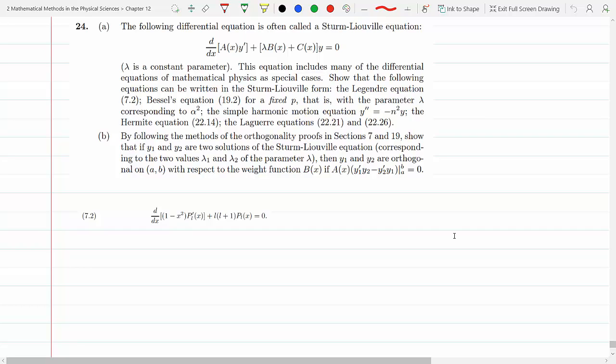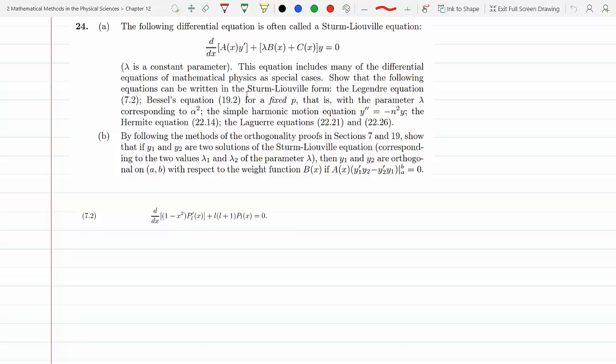The following differential equation is called a Sturm Liouville equation. This includes many of the differential equations of mathematical physics as special cases. In other words, we can take many of the differential equations and try to put them in the form of the Sturm Liouville equation. Here we need to show that some of these differential equations can be written in terms of this Sturm Liouville equation.